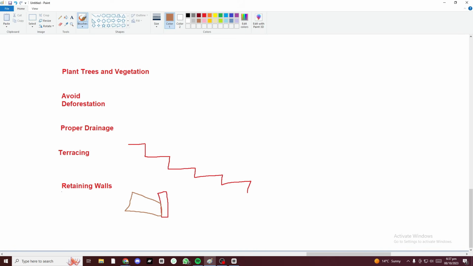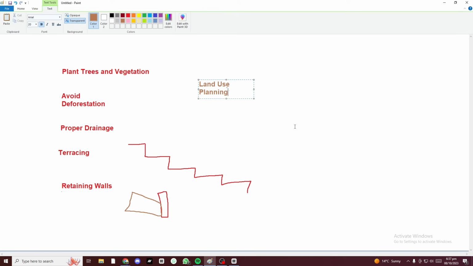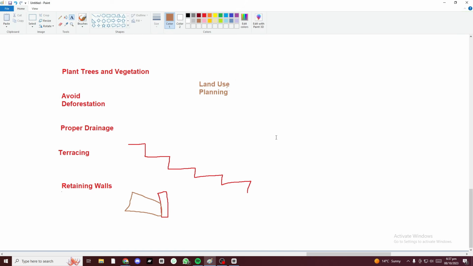Of course, we then have land use planning. We can carefully plan the development around hilly areas to avoid disturbing steep slopes and critical areas prone to mass movements. So instead of building on a hill, we can build around the hill. So here's a hill. Instead of building a house on the hill, we can build houses around the bottom of the hill. This puts less stress on the slope and reduces the likelihood of a mass movement.